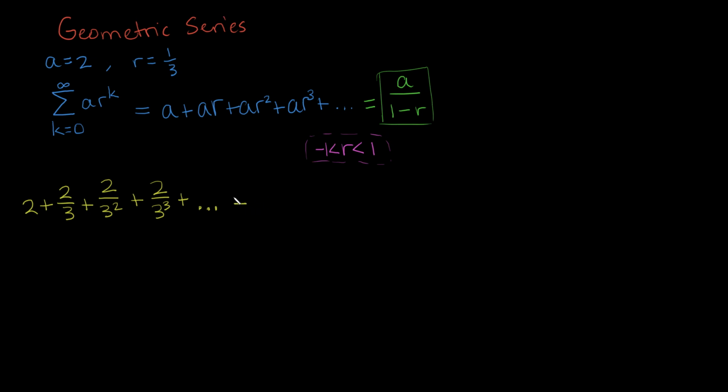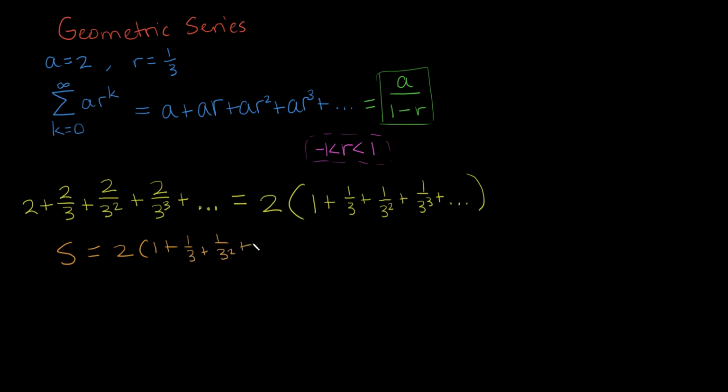Just to make this a little bit easier, we can factor the 2 out and get 2 times 1 plus 1/3, plus 1 divided by 3 squared, plus 1 divided by 3 cubed, on and on and on. We've just taken the 2 out. If we call this series S, then S equals 2 times 1 plus 1/3 plus 1 over 3 squared plus 1 over 3 cubed, on and on to infinity.